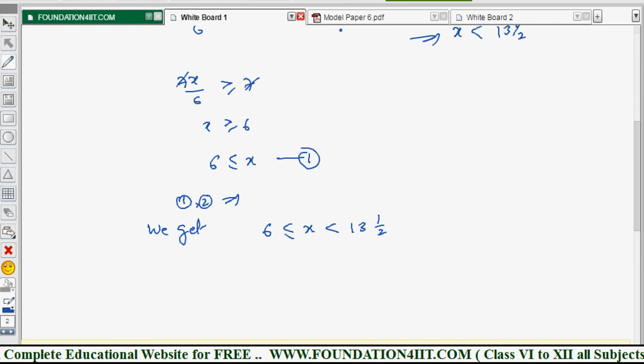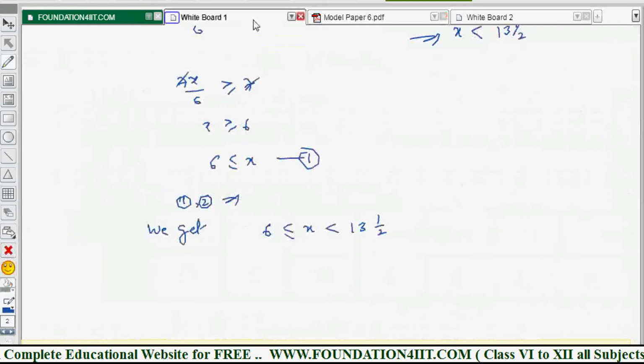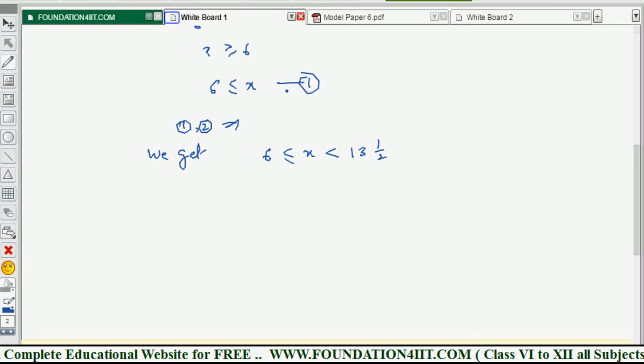Here in the question, if you observe, they have not mentioned anything related to x. Whenever it's not mentioned, you can take x as belonging to real numbers. Now the solution set is x such that 6 is less than or equal to x less than 13 1 by 2, where x belongs to real numbers.